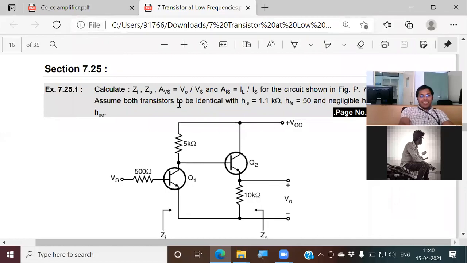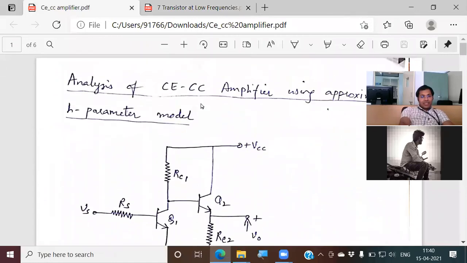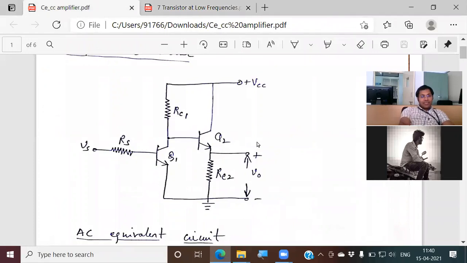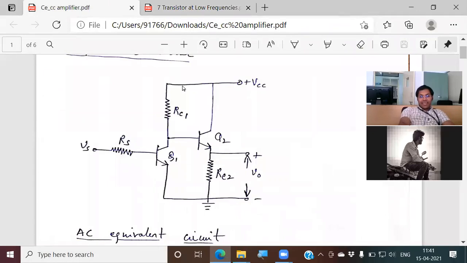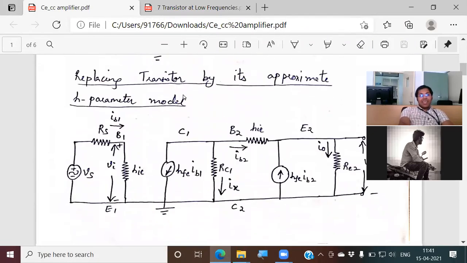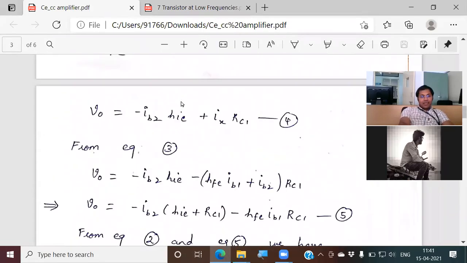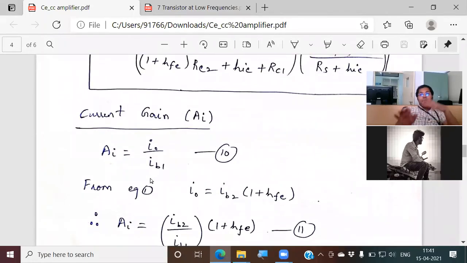I hope you remember the same structure we started analyzing. Whatever we get, I can directly use as a formula for this. That is how we did it for voltage gain, AVS, the overall voltage gain. Let us do it for current gain. Now coming to current gain. Let us split it up.